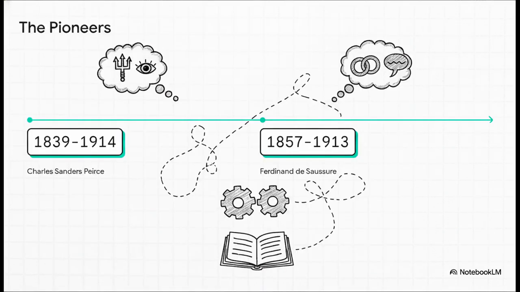Now, get this, and this is a great little historical tidbit. At almost the exact same time, all the way across the Atlantic, an American philosopher named Charles Sanders Peirce was doing something incredibly similar. He was building his own massive theory of signs. And the crazy part? They had no idea the other existed. Two parallel tracks, completely independent.